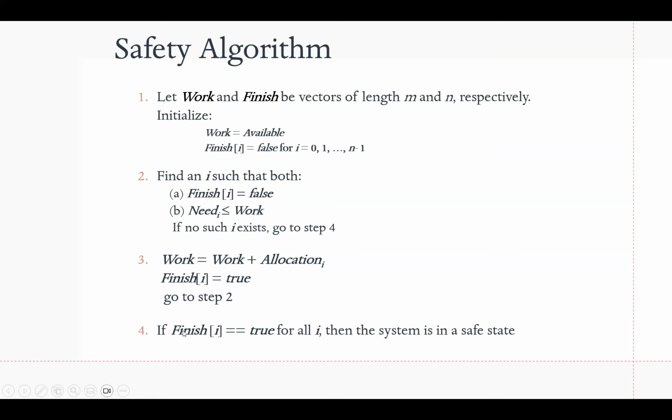Once we are done with it, in the fourth step we check if finish of i is equal to true for all the i, then the system is in the safe state. If finish of i is not true for all the processes, or if it is false for any one of the processes in the system, then the system is not in the safe state, it will be in the unsafe state. So this algorithm is used to check whether the particular system is in the safe state or the unsafe state. It will print accordingly based on the given allocation and the availability of the resources. Okay, so this is the safety algorithm.